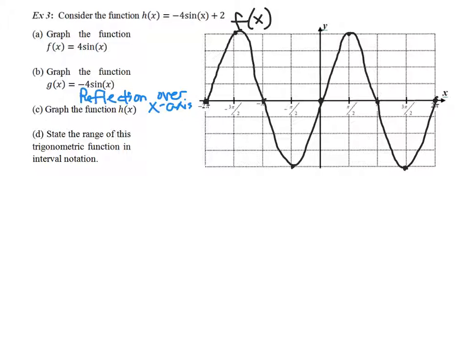So if I take all of my points and reflect over the x-axis, those that are on the x-axis will stay on the x-axis, and all the rest will flip to the opposite side of the x-axis. So again, I'm getting the same shape, but this time my peaks and valleys are going to alternate positions. So I have the blue graph now, which is going to be my graph of g of x.